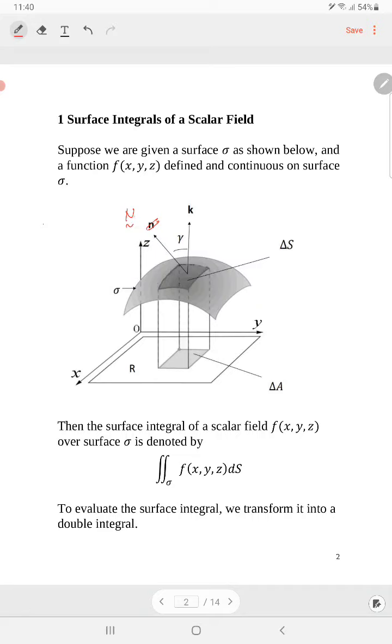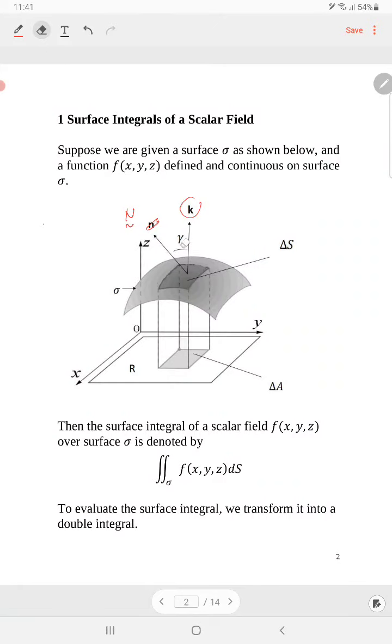So N here is a normal vector to the surface delta S, and k here is really the normal vector to the delta A. A normal vector to delta A would be pointing upwards, and so it is equal to k, which is equal to 0i plus 0j plus 1k. So that is the normal vector to delta A, and N is the normal vector to delta S, and gamma here is the angle between the two normal vectors.